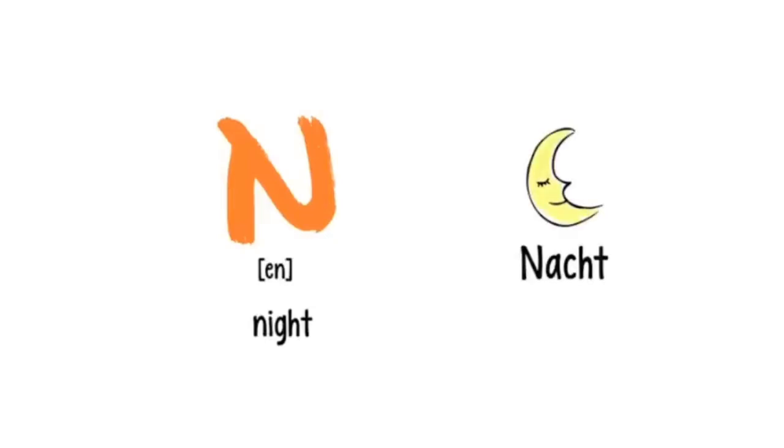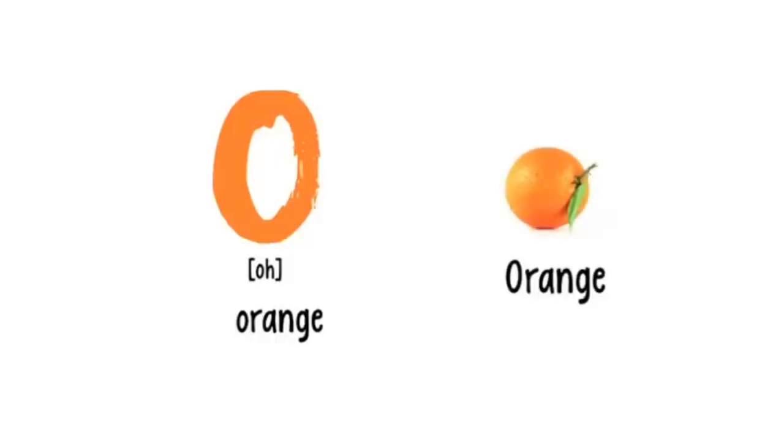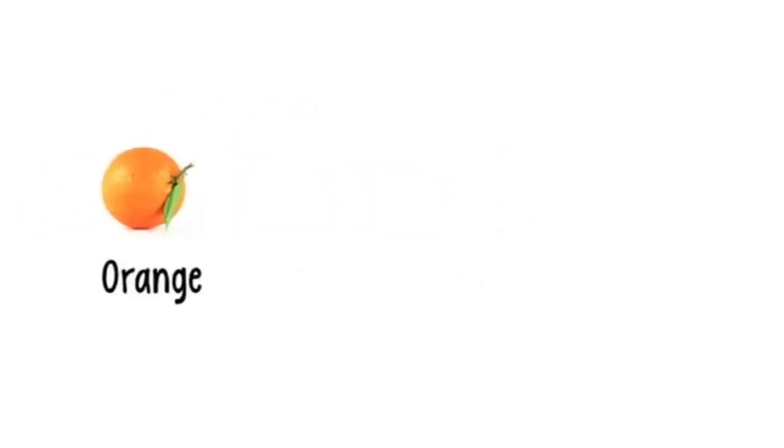Nacht. O is pronounced like orange, and the translation for orange in German is Orange. Now let's continue with P, which is pronounced like the word party. The translation for party in German is Party.